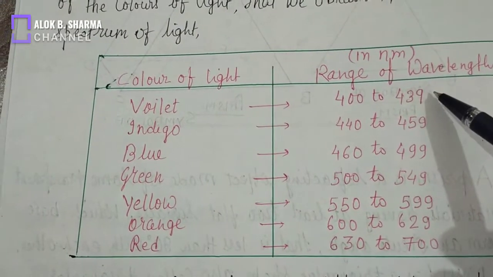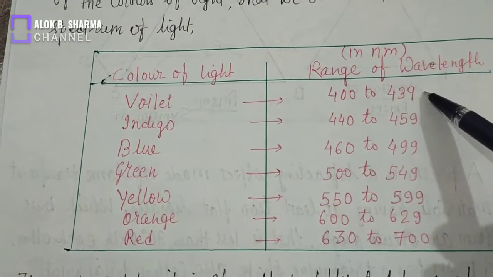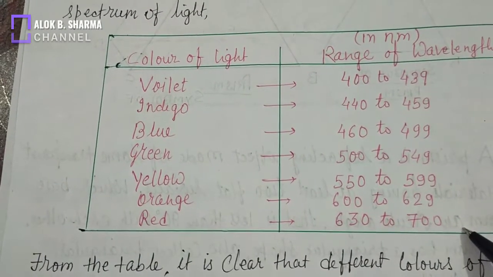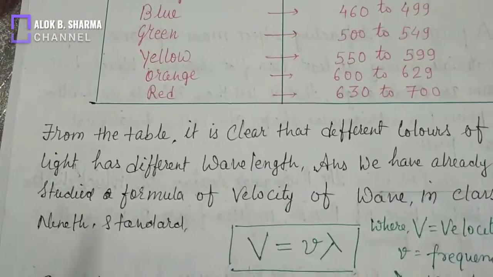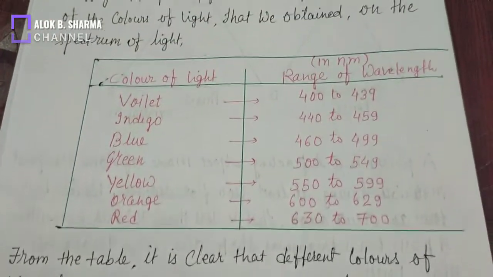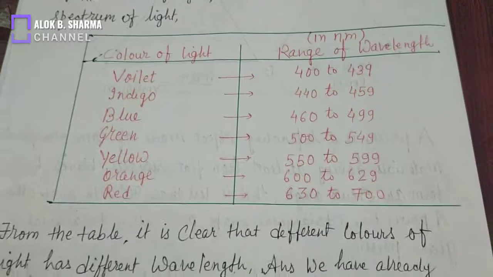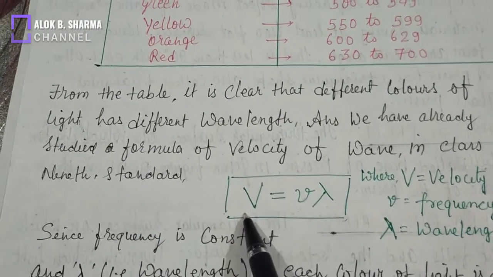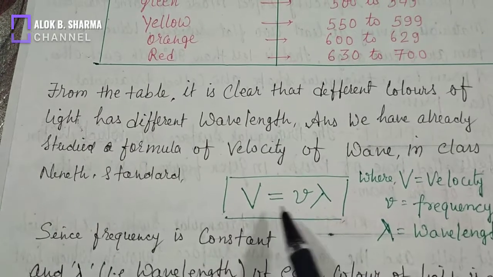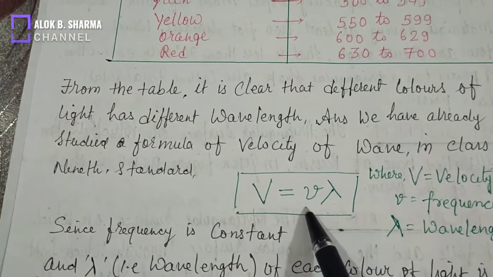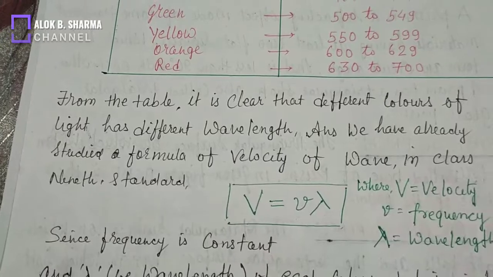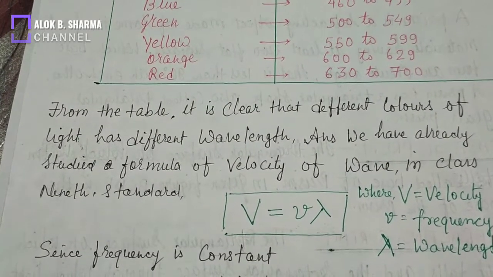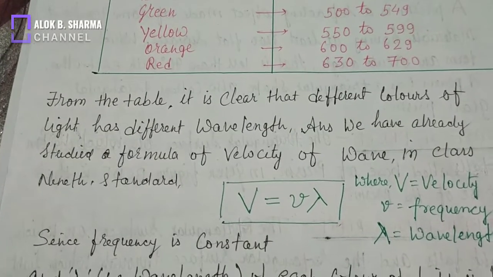In this table, it is clear that violet has the least range of nanometers and red has the maximum range of wavelength. And from the table, it is clear that different colors of light have different wavelengths. And also we have studied a formula, that is the formula of velocity of wave, in class 9. That is, velocity of wave equals nu lambda, that is frequency multiplied by wavelength, and frequency does not change. Frequency of light remains the same when it passes through the prism.